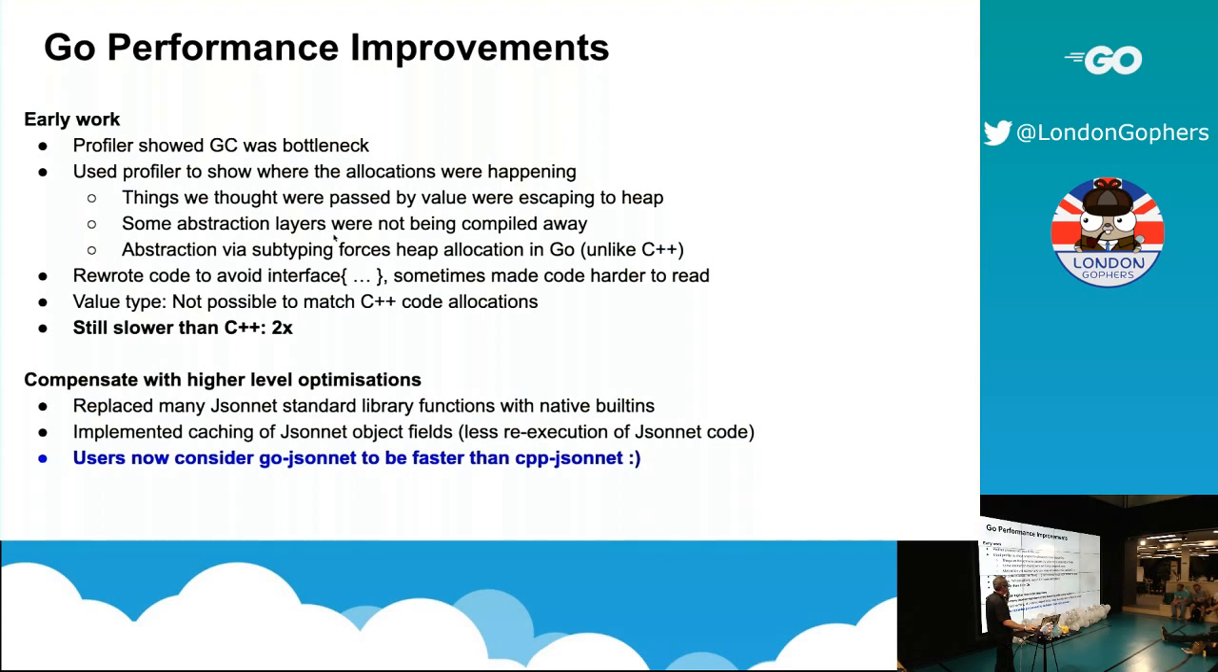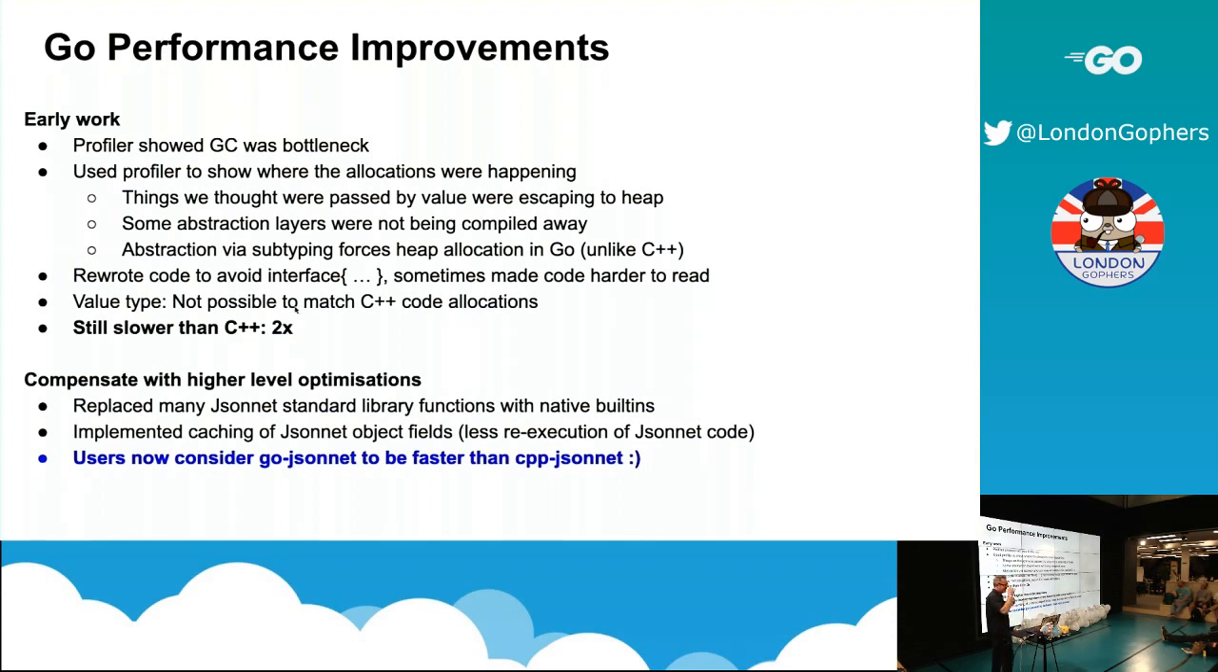Some abstraction layers sometimes get nested, where we're using interfaces in two places, and when you made one of those, you get two objects instead of one. So we flattened stuff, and we tried to avoid using interfaces. There was one case where it wasn't actually possible to do it, or we chose not to do it, and that is the Jsonnet value.